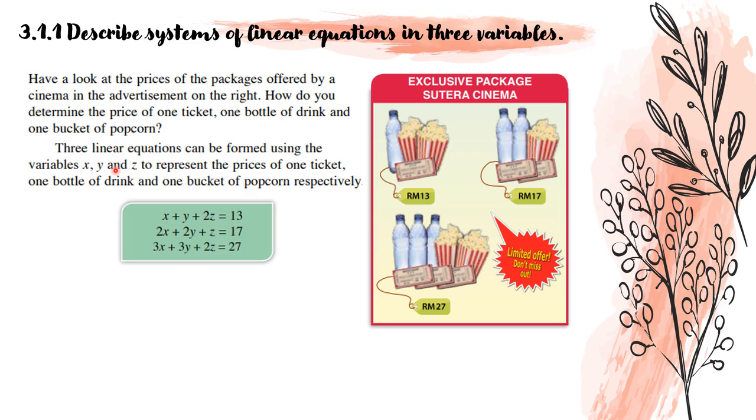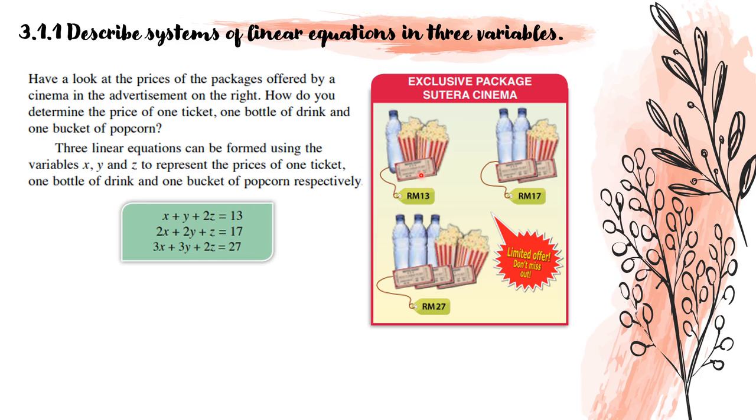Okay, so the 3 equations can be formed using the variables x, y and z to represent the prices of 1 ticket, 1 bottle of drink and 1 bucket of popcorn respectively. So the price of 1 ticket refers to the variable x. The price of 1 bottle of drink refers to variable y, and lastly 1 bucket of popcorn refers to variable z.